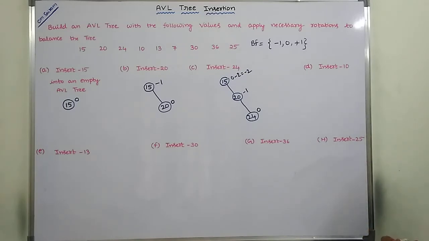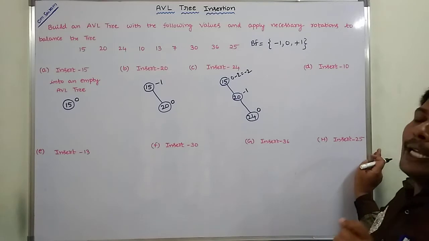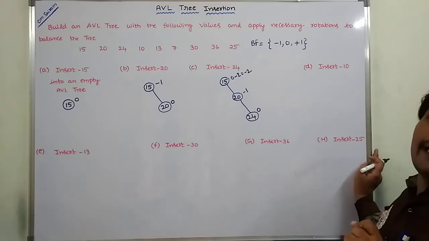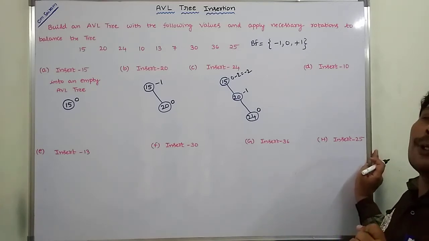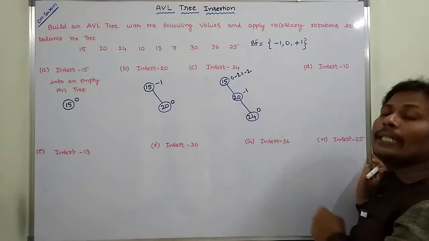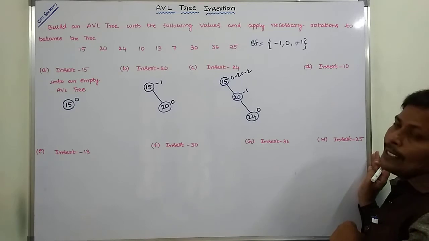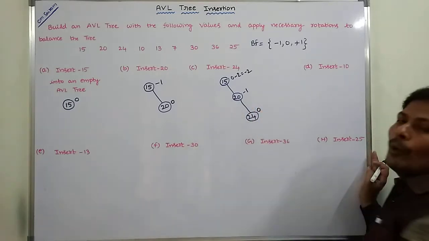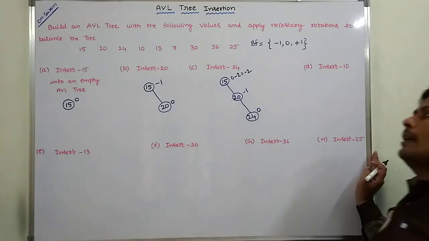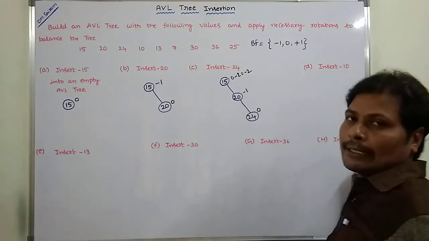So whenever a node contains an invalid balance factor, we have to reduce the height of the AVL tree by using rotations. Now, which rotation do we have to follow for reducing the height of the tree?